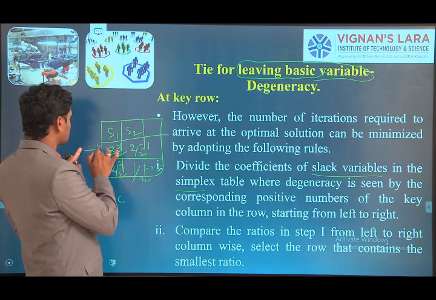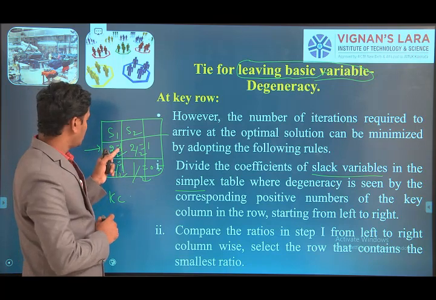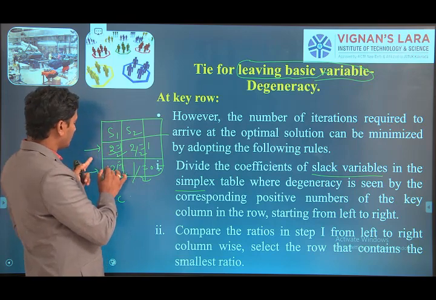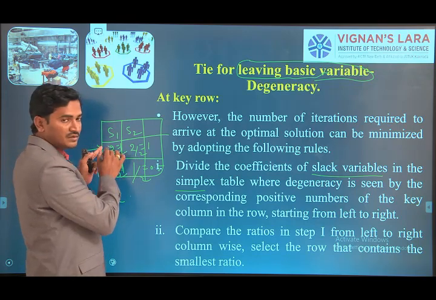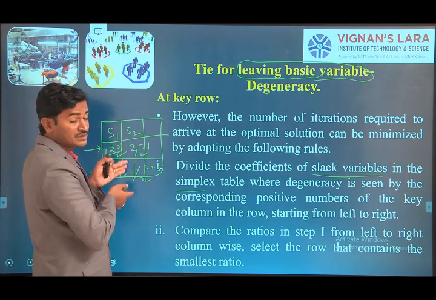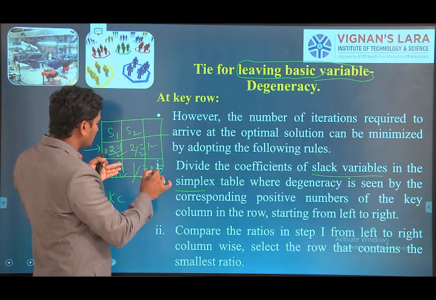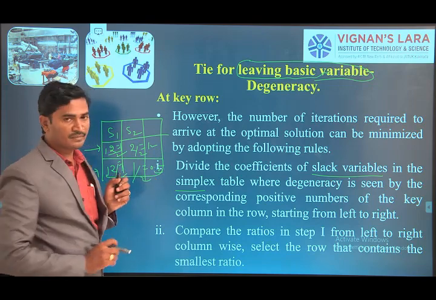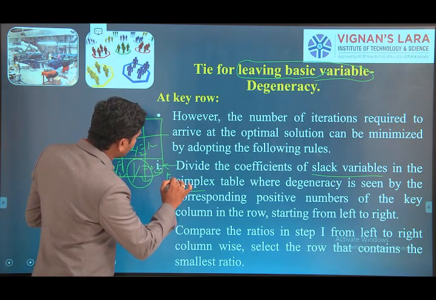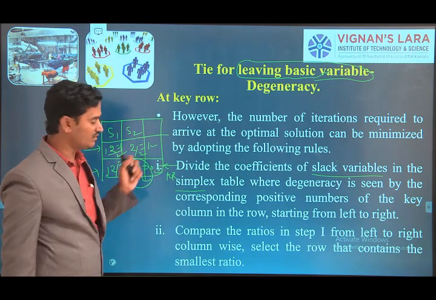First coming to the first row, what is the first row value? Here 1 is there, and coming to the second row, first column, 1 is there. Between these again we have a tie. Next coming to the S2 column, same here, 1 and 0.5. So which one is the minimum? This is the minimum, so we take this as the key row. Okay, this is one rule.